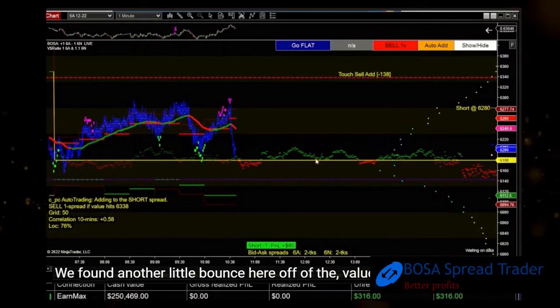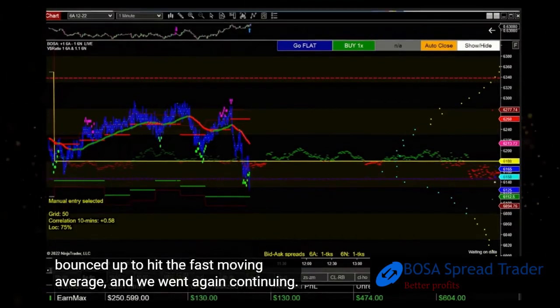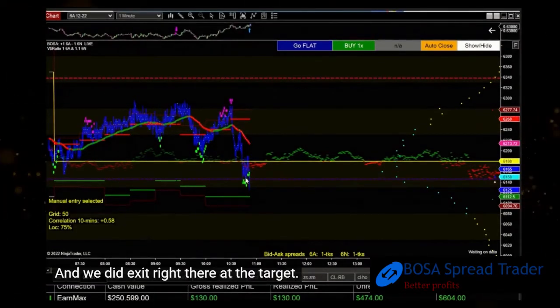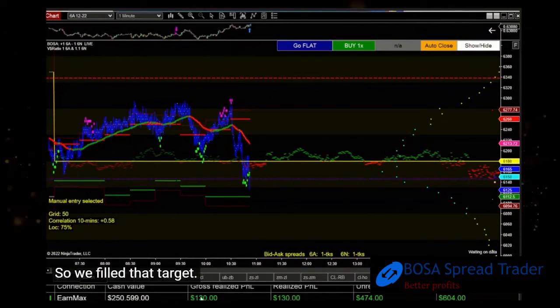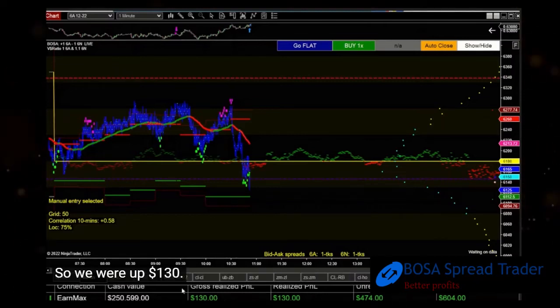We found another little bounce here off of the value line, bounced up to hit the fast moving average, and we went again, continuing downward. And we did exit right there at the target. So we filled that target. This is the trade for that position. So we were up $130.